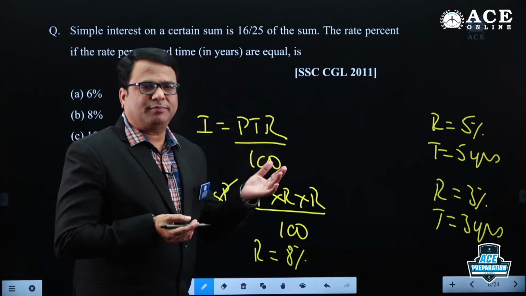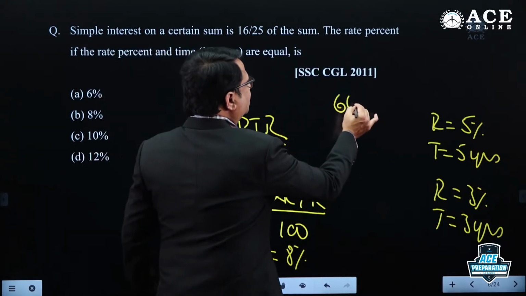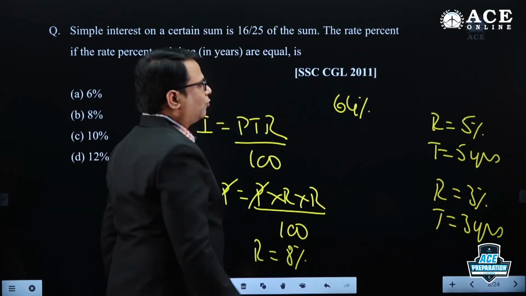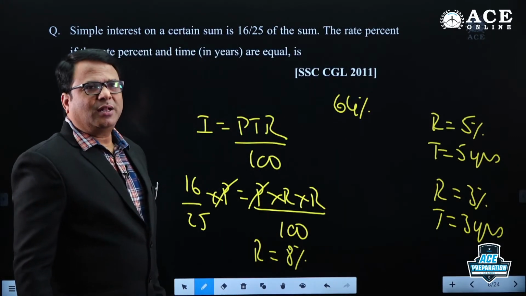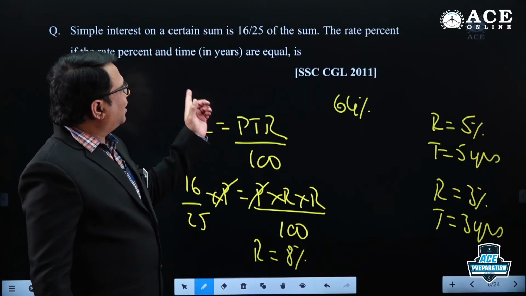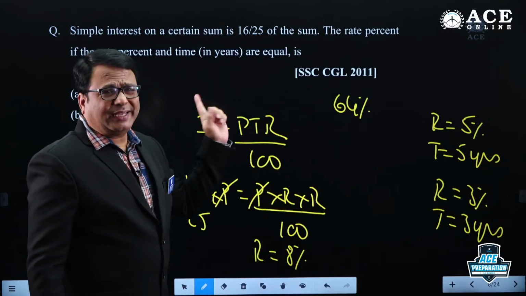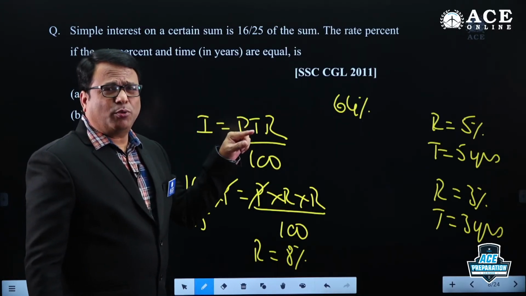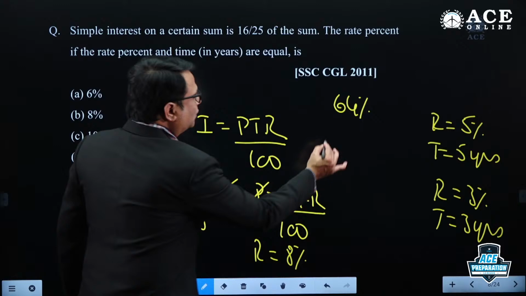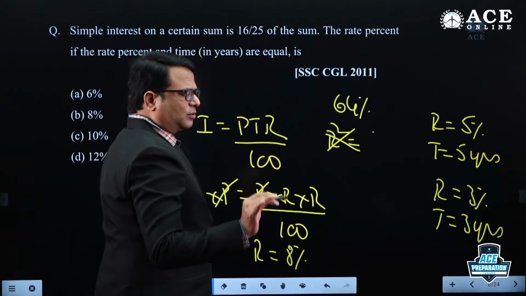16 by 25, if you convert it into percentage, you get 64%. Now 64%, and it is clearly given that the rate percent and time both are equal. That means you have to take R square equal to, or else don't take R square.